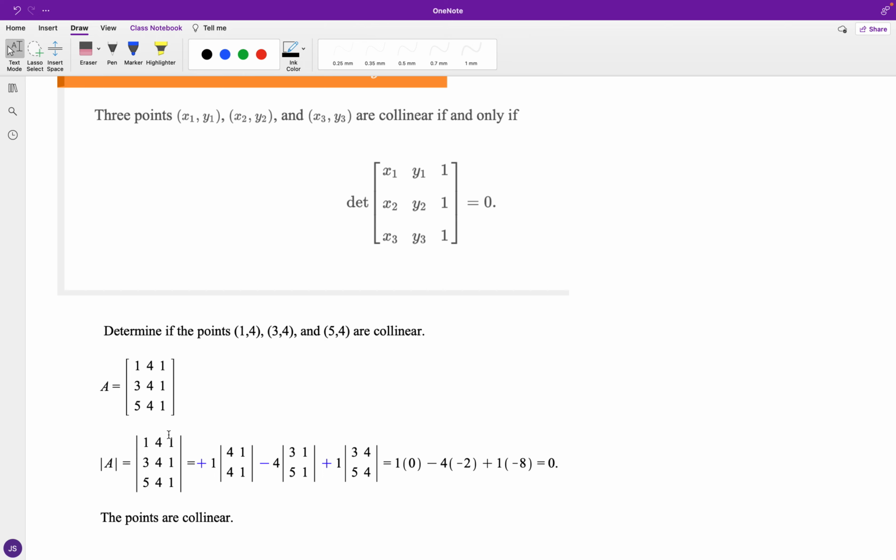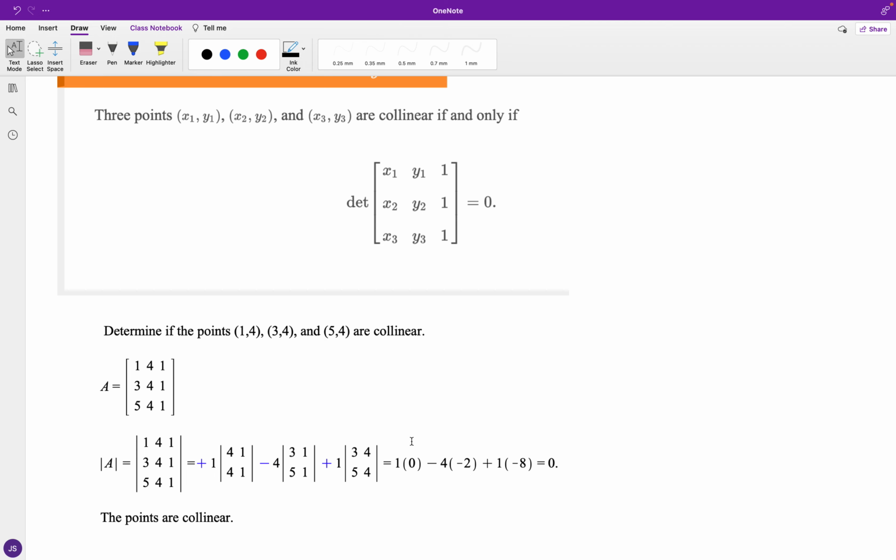Then we have -4 times the minor of the first row, second column, consisting of 3, 1, 5, 1, and then we have +1 times the minor of the first row, last column, where we have 3, 4, and 5, 4. For these 2 by 2 setups, for the determinant values, we have 1 times 0, minus 4 times -2, and plus 1 times -8.